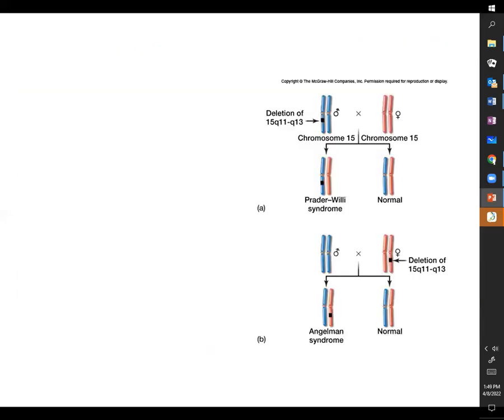So these are two very distinct conditions, but they're both due to a 15q11 deletion, right? So it depends which deletion you inherited. If you inherit the paternal deletion, the one inherited from dad, it results in Prader-Willi. Whereas if you inherit the deletion of the maternal chromosome from mom, it results in Angelman syndrome.